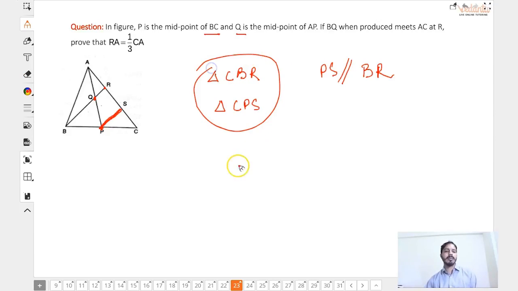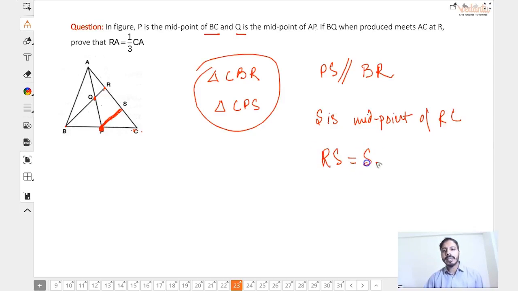Now these two triangles are similar. Now if these two triangles are similar, that means the sides are in ratio. That means I can say that CB by CP is equal to CR by CS. And now from here, we know that P is the midpoint of BC. So therefore I can say S is the midpoint of RC. That means I can say that RS is equal to SC. This is what I got from this triangle.